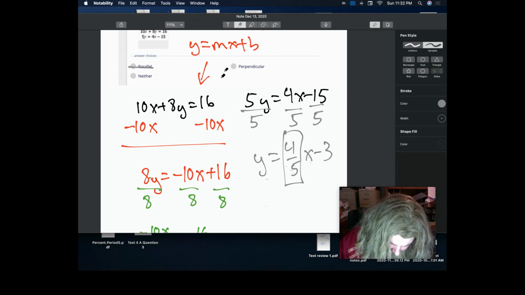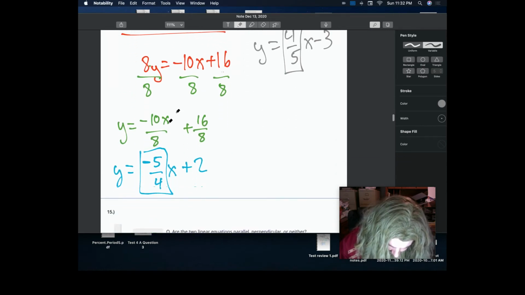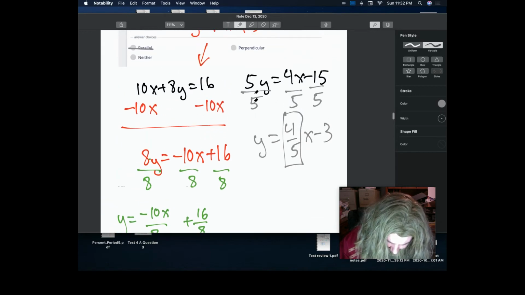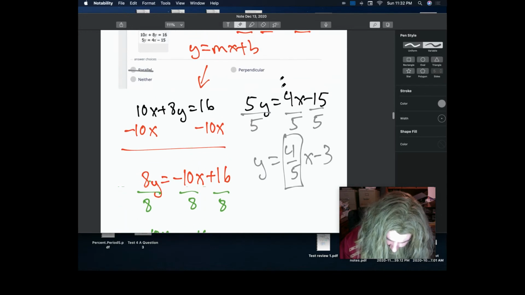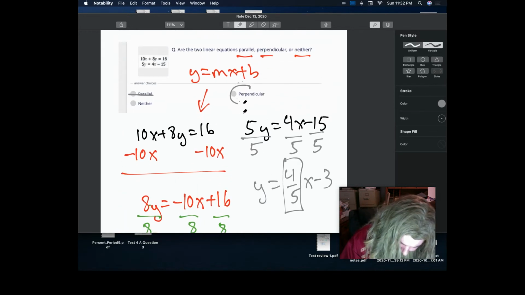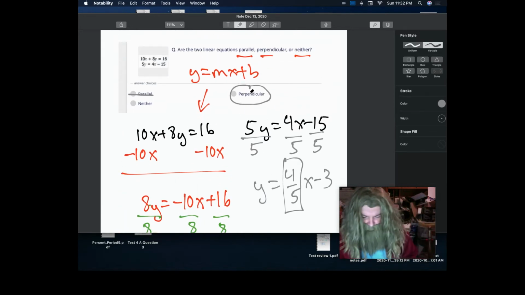It is either neither or perpendicular. And we see we flip. This is 5/4. This is 4/5. That is called reciprocal. We see this is negative and this is positive. This is called opposite. This opposite reciprocal action is called perpendicular.